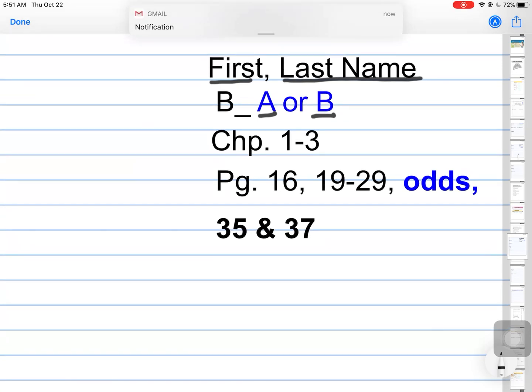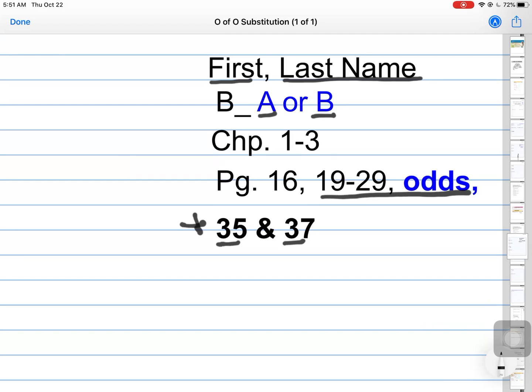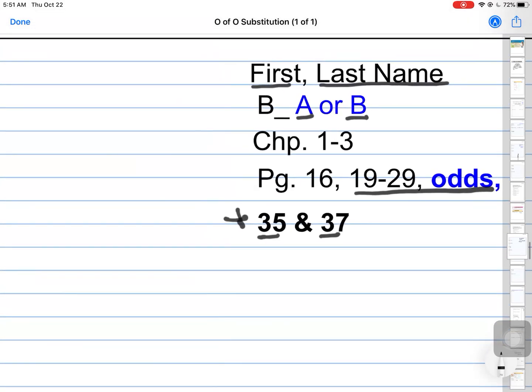Then we're doing page 16 in your book. 19 through 29 odds. That means you're just doing the odd numbers. 19, 21, 23, and so on. And 35 and 37. So 19 through 29, the odds. Then you're going to skip over to 35 and 37. Make sure you have this down.